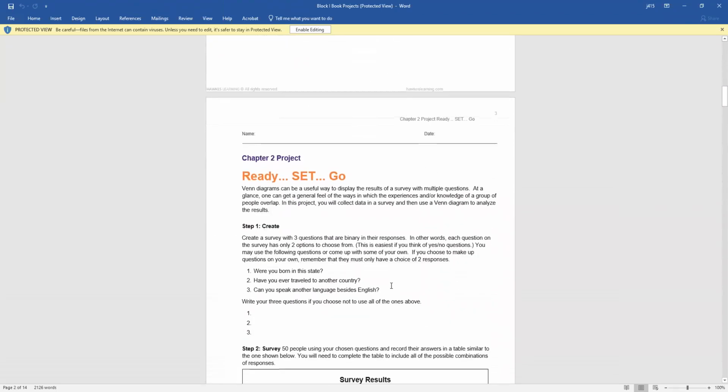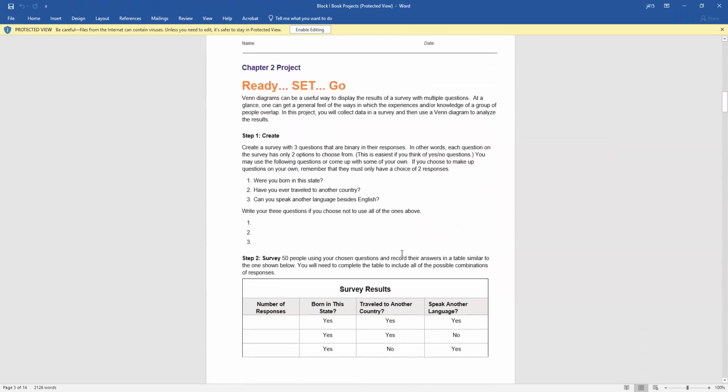Project 2, which is probably the next most popular project that these students do, is we create a truth table and a Venn diagram, which we haven't learned yet, but we will, that's chapter 2. And what you do here is you come up with a survey, and you ask 50 people 3 questions, and they want it to be a binary response, which means that your question needs to have a yes or no answer, all right? So you come up with 3 questions.